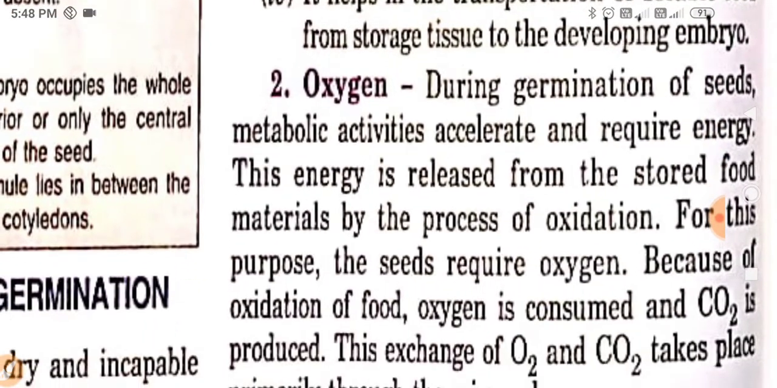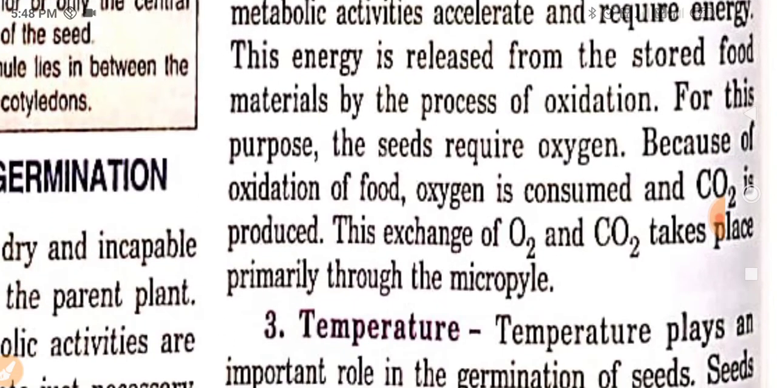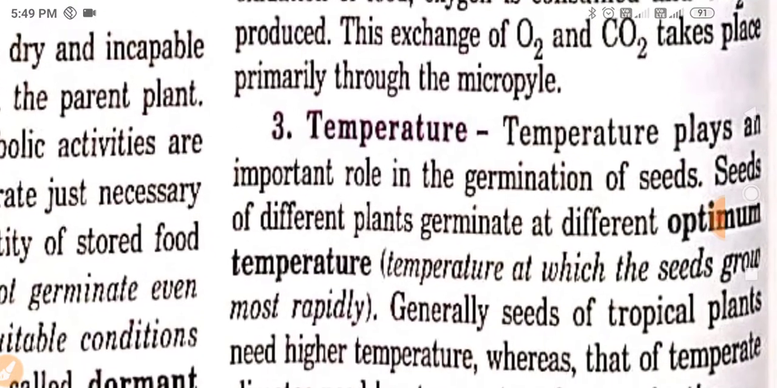Next is oxygen. During germination of seed, metabolic activities accelerate and require energy. This energy is released from the stored food material by the process of oxidation. For this purpose, the seed requires oxygen. Because of oxidation of food, oxygen is consumed and CO2 is produced. This exchange of O2 and CO2 takes place primarily through the micropyle.